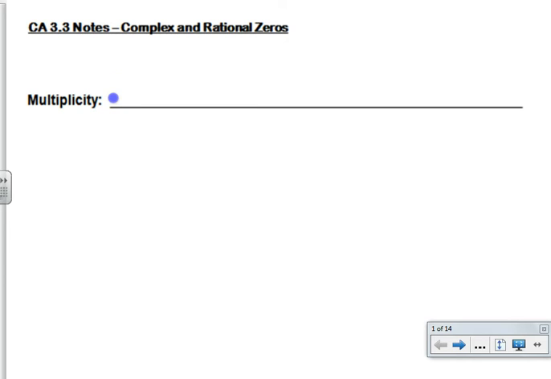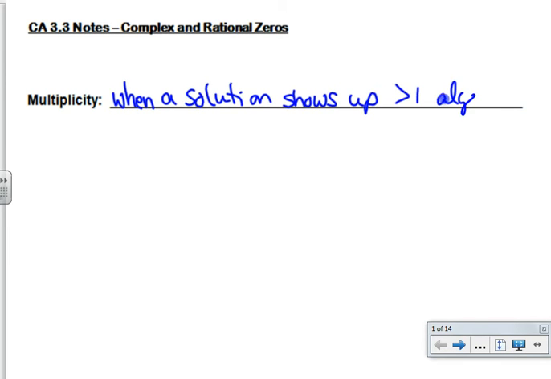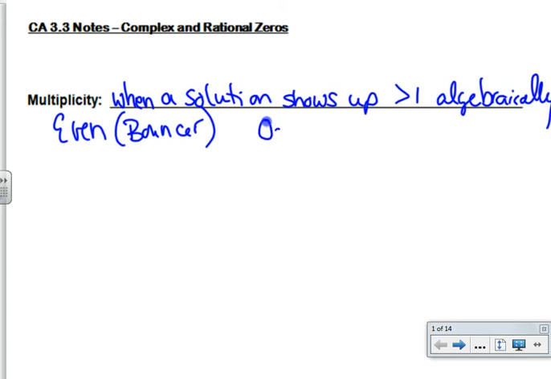Multiplicity is when a solution to a polynomial shows up more than once algebraically. We will find that when you have what's called even multiplicity, meaning the solution shows up twice or 4 times or 6 times, we're going to have what's called a bouncer. It's not the official term, it's just what I use. And when you have an odd multiplicity, you're going to have an extended intersection.